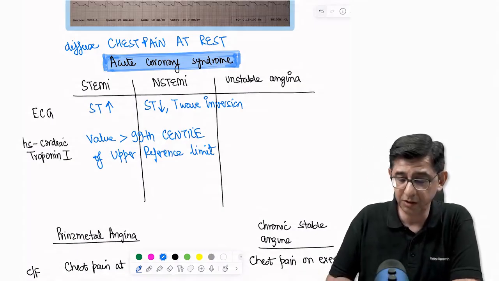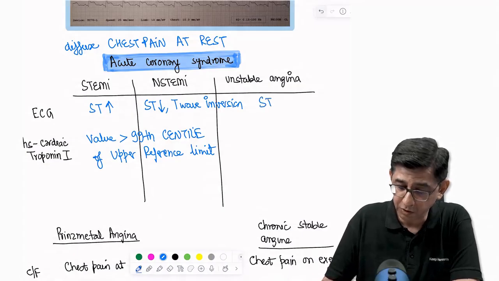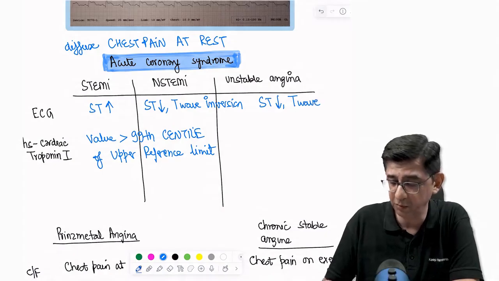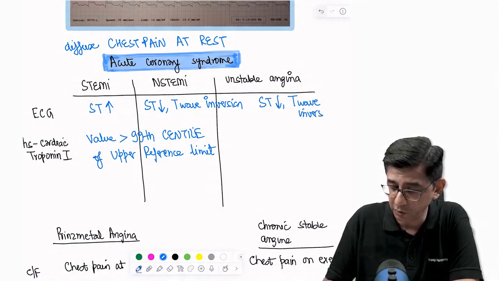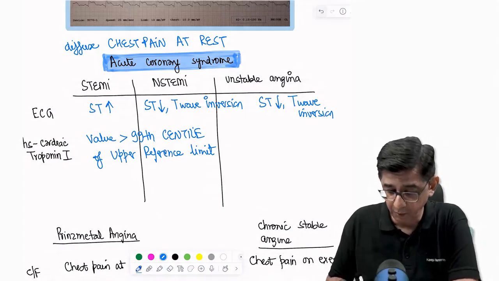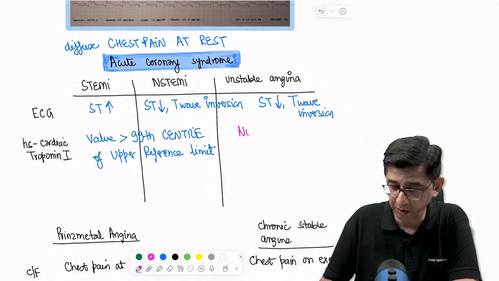Now comes unstable angina. In unstable angina also there can either be ST depression or it can be a T wave inversion. It can be both of them. It can be either of them. So the ECG finding of non-ST elevation MI and unstable angina is the same. But in this condition, the cardiac biomarkers are normal.